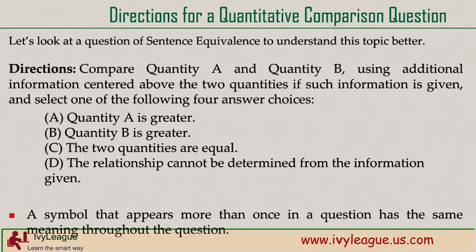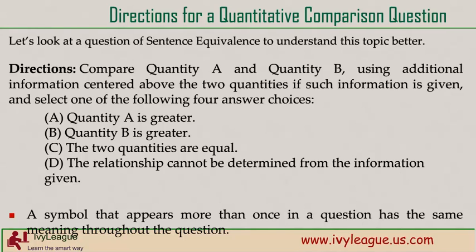Let's look at a question of quantitative comparison to understand this topic better. The standard directions always are: compare quantity A and quantity B, using additional information centered above the two quantities if such information is given, and select one of the following four answer choices. You mark option A as answer if quantity A is greater. You mark option B as answer if quantity B is greater, or you mark option C as answer if the two quantities are equal, or you end up marking option D as answer if the relationship cannot be determined from the information given.